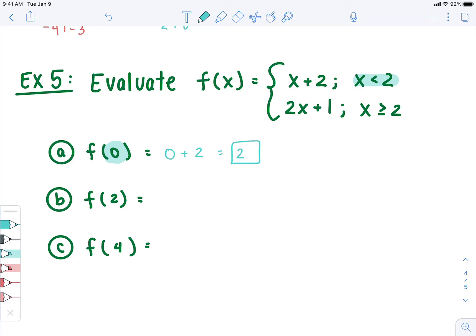If I want to plug in 2, I notice right away that both of my inequalities have a 2, but which one includes 2? Which one allows us to be equal to 2? The second one, right? This tells me that I can be equal to 2. So I'm going to use the second one to plug in 2.